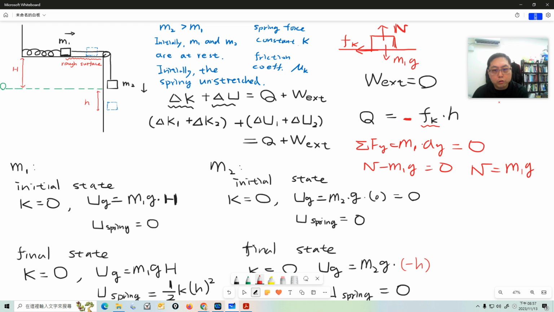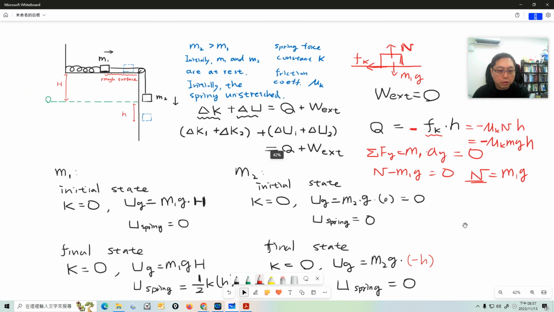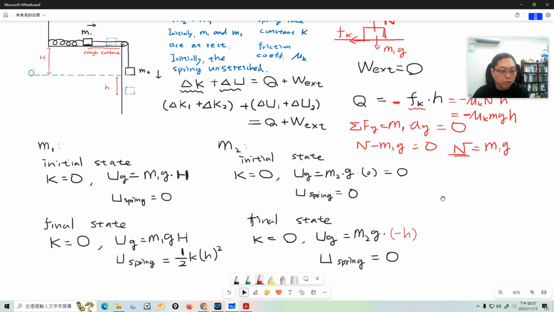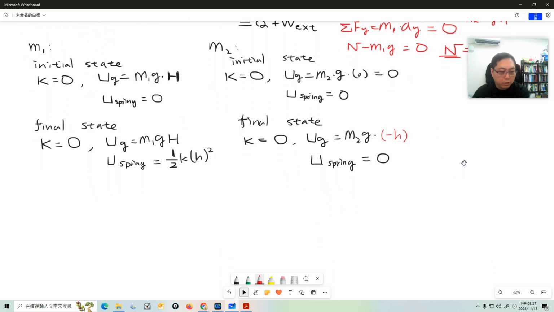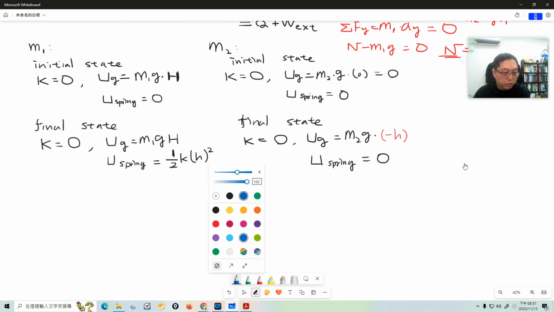The friction force is proportional to the normal force, so it's minus mu_k N, which equals minus mu_k m1g. Okay, so that's the Q. We probably have all the information now, so let's put everything together. Let me write down the equation for energy conservation.